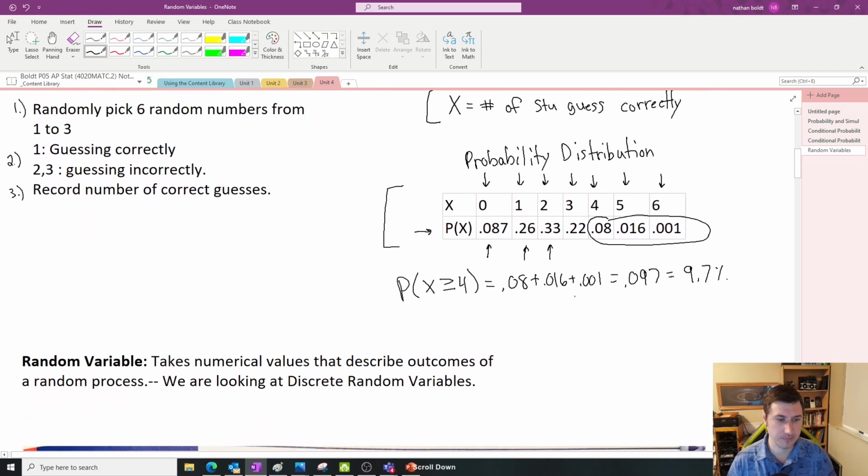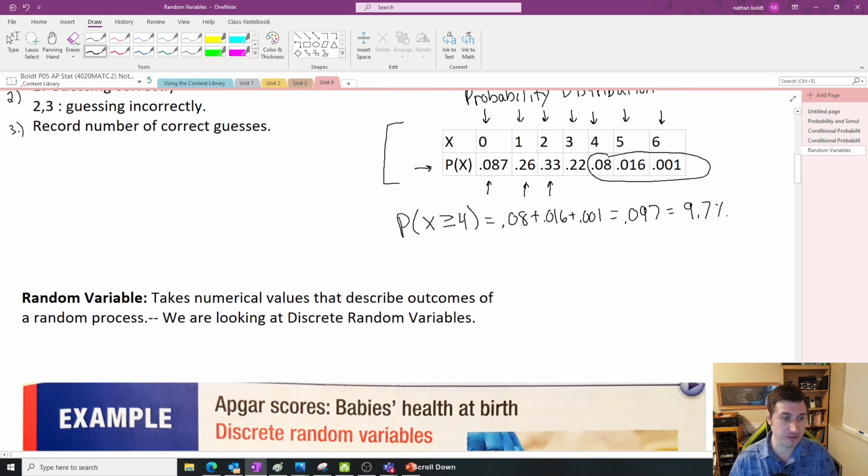Okay. All right, so in general, a random variable is simply a number that takes numerical values that describe outcomes of a random process. It describes outcomes of a random process. And right now, we're looking at discrete random variables. So like 0, 1, 2, 3, 4, 5, etc. Not the decimals in between. That is what discrete means.